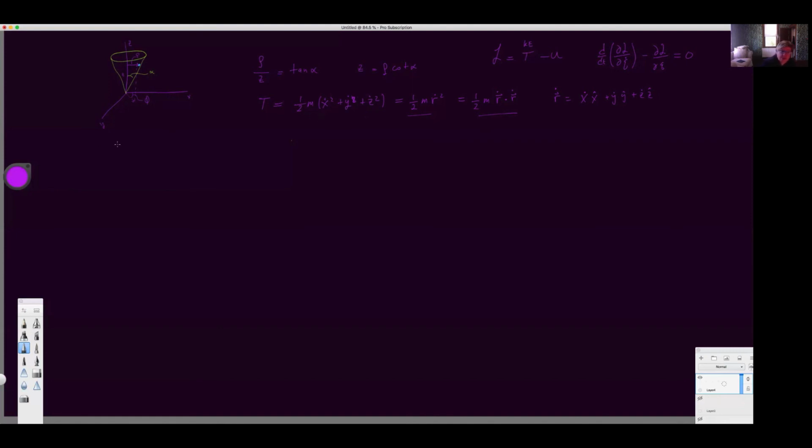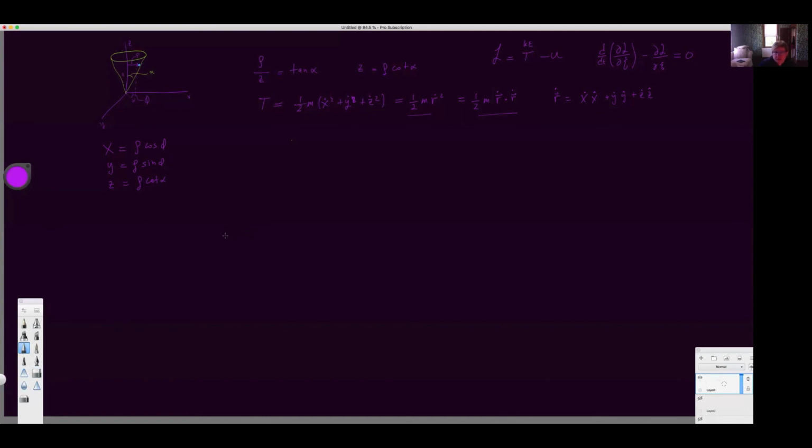Well, that's easy. We know that. So I'm going to write down x. These are the usual cylindrical polar equations. So x is rho cosine of phi, y is rho sine of phi, and z is usually just z in cylindrical polar. There's no change. But here we have that constraint that tells us it's rho cotangent of alpha, not cosine. Okay, that's our constraint equation. Now we just need to take derivatives.